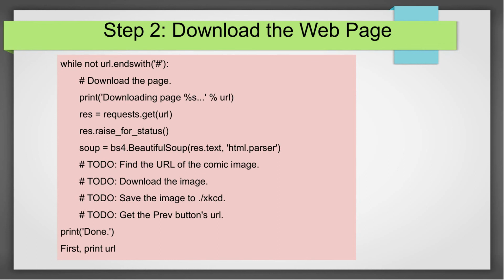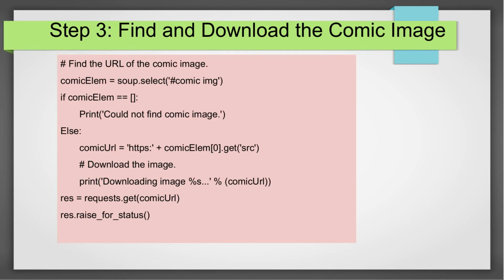Step 2. Download the web page. Let's implement the code for downloading the page. Make your code look like this. First, print url so that the user knows which URL the program is about to download. Then use the requests module's requests.get function to download it. As always, you immediately call the response object's raise_for_status method to throw an exception and end the program if something went wrong with the download. Otherwise, you create a Beautiful Soup object from the text of the downloaded page.